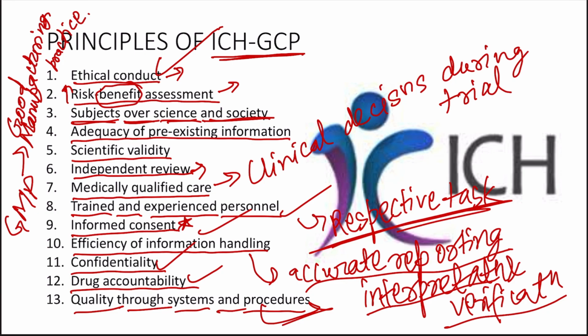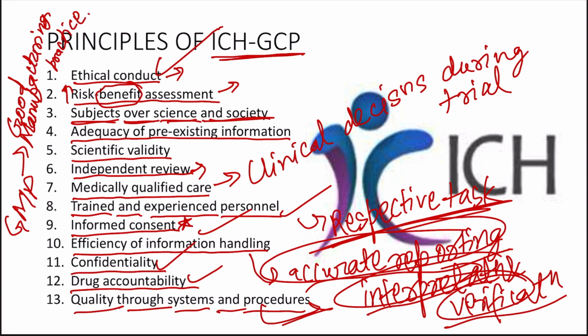Next is we need to get a freely given informed consent from the study participants, and then information should be handled in such a way that it helps in accurate reporting, interpretation and verification. Confidentiality, that is we need to maintain the confidentiality of all the records. This is to maintain the privacy of the study participants.